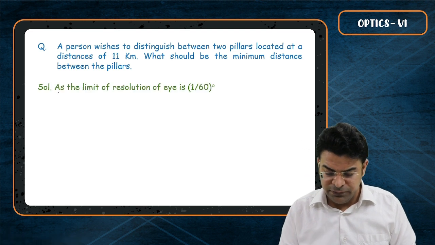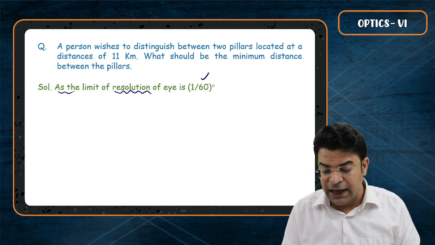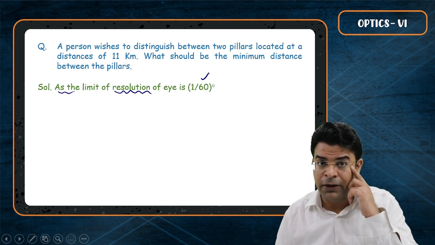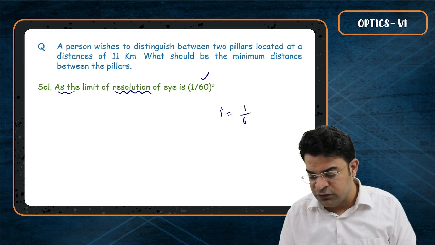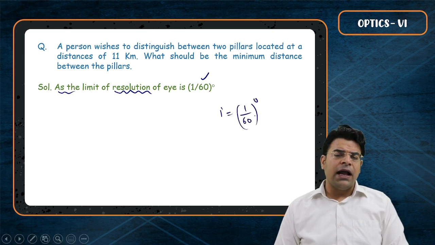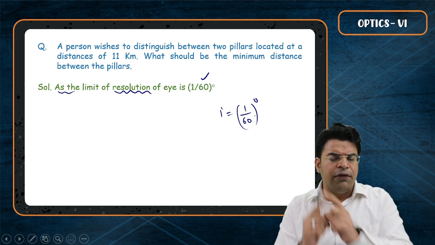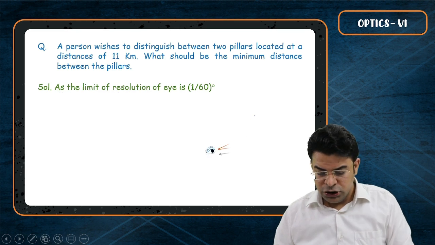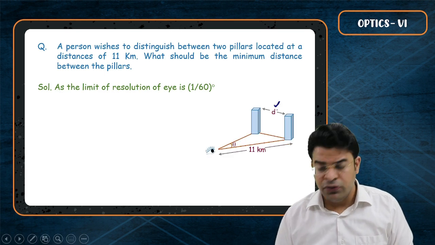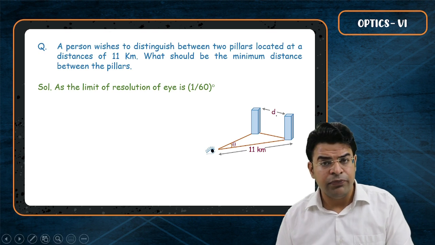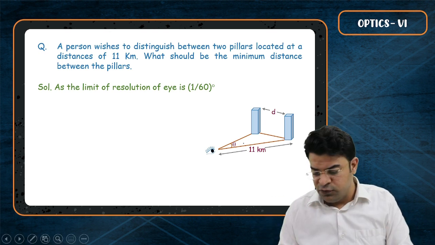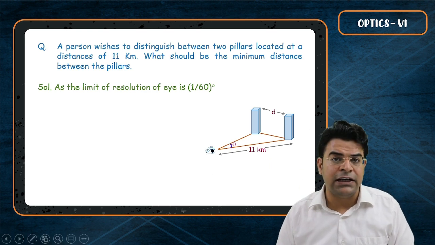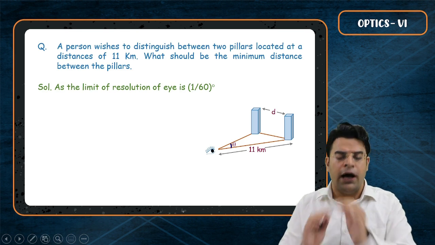Let's visualize. The limit of resolution of the eye is 1 by 60 degree. I just told you that the limit of resolution of the human eye is 1 minute, and 1 minute is the same as 1 by 60 degree. If the angle subtended by these two pillars on the eye is less than 1 minute, our eye will see them as one single pillar. So if you visualize the case, there are two pillars separated by distance d, and the distance of these two pillars from the human eye is 11 km. Let's say this angle theta is being subtended by these two pillars on the eye.